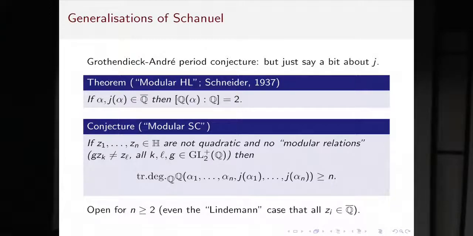And then you would have a conjecture, which, if you like, is a modular analog of Schanuel's conjecture. It's not quite a full analog in a certain way: if you take numbers in the upper half plane, and if they're not quadratic, and if they're in independent orbits under GL2Q plus, then the transcendence degree should be at least n. But this is also an open conjecture. And in this case, not even the Lindemann case is known, where the alphas are algebraic.